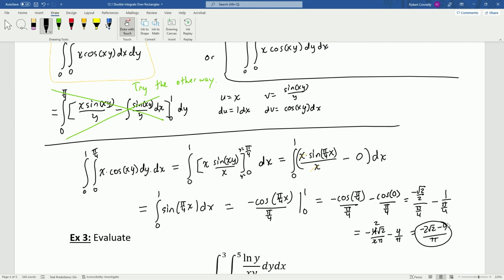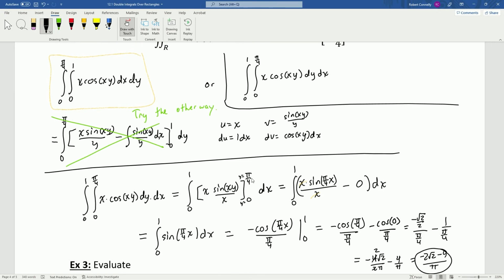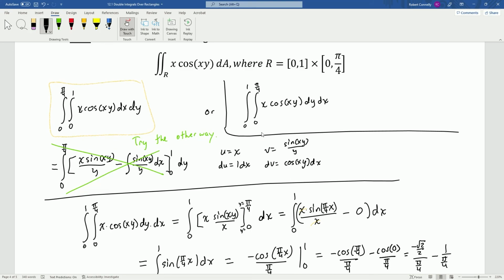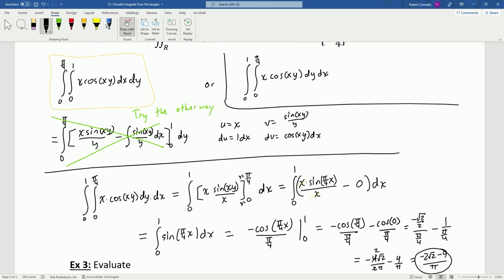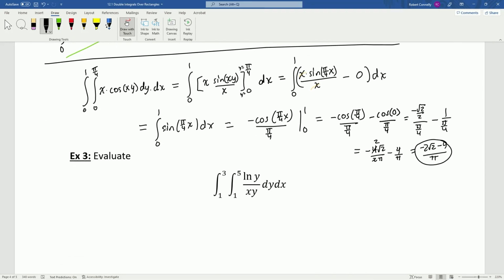Okay, so that's it for that example, and hopefully this was a good illustration of this idea that you have to be willing to adjust which way you're integrating with respect to in order to find the easiest approach in general.